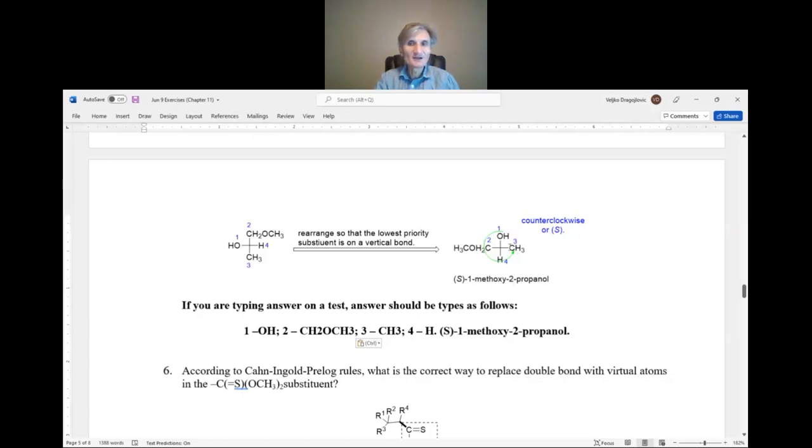3 carbon longest chain, that's propane. On carbon 2 is hydroxyl group, so that's 2-propanol. And on carbon 1, we have methoxy group, so 1-methoxy-2-propanol. Let me just double check. Yeah, it is S. You can always make a model and determine from a model whether it's R or S. Simply from a model, this is hydrogen, and then you give, let's say, OH, and then methoxymethyl, and then you look at it in such a way that you don't see hydrogen, and whether this is clockwise or counterclockwise, 1, 2, 3 array.